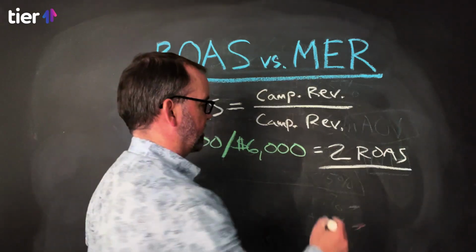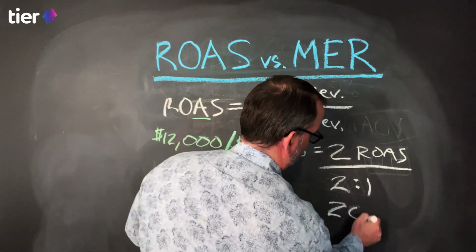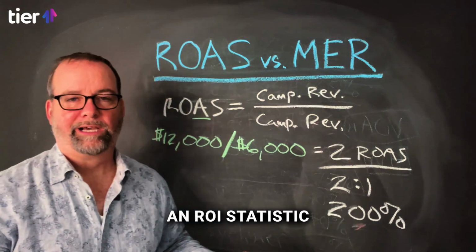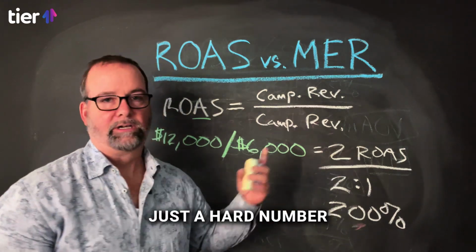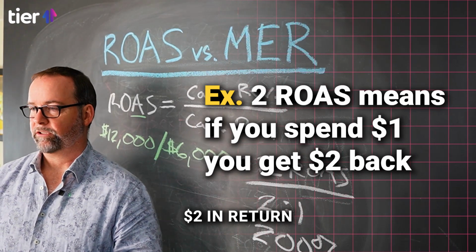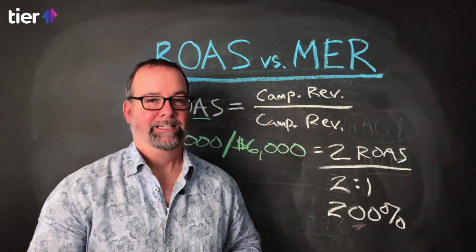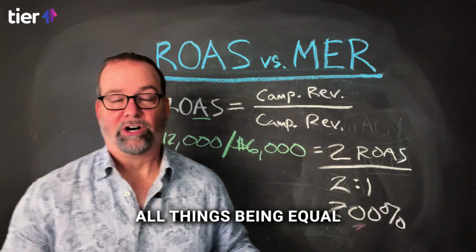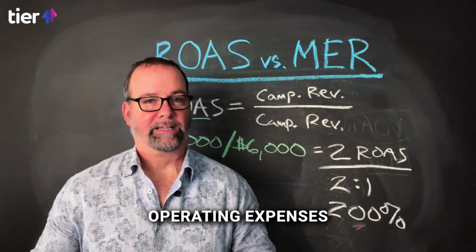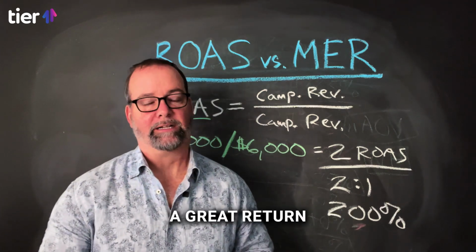Otherwise known as, this is a 2-to-1 ratio. You can also say this is 200% ROAS. That's really more of an ROI statistic. We really look at it as just a hard number. For every $1 you spend, you're getting $2 in return. If you're selling a product at a 50% profit margin, all things being equal, without your cost of goods sold, or without your operating expenses and your other expenses, you're basically breaking even on that. It's probably not a great return.